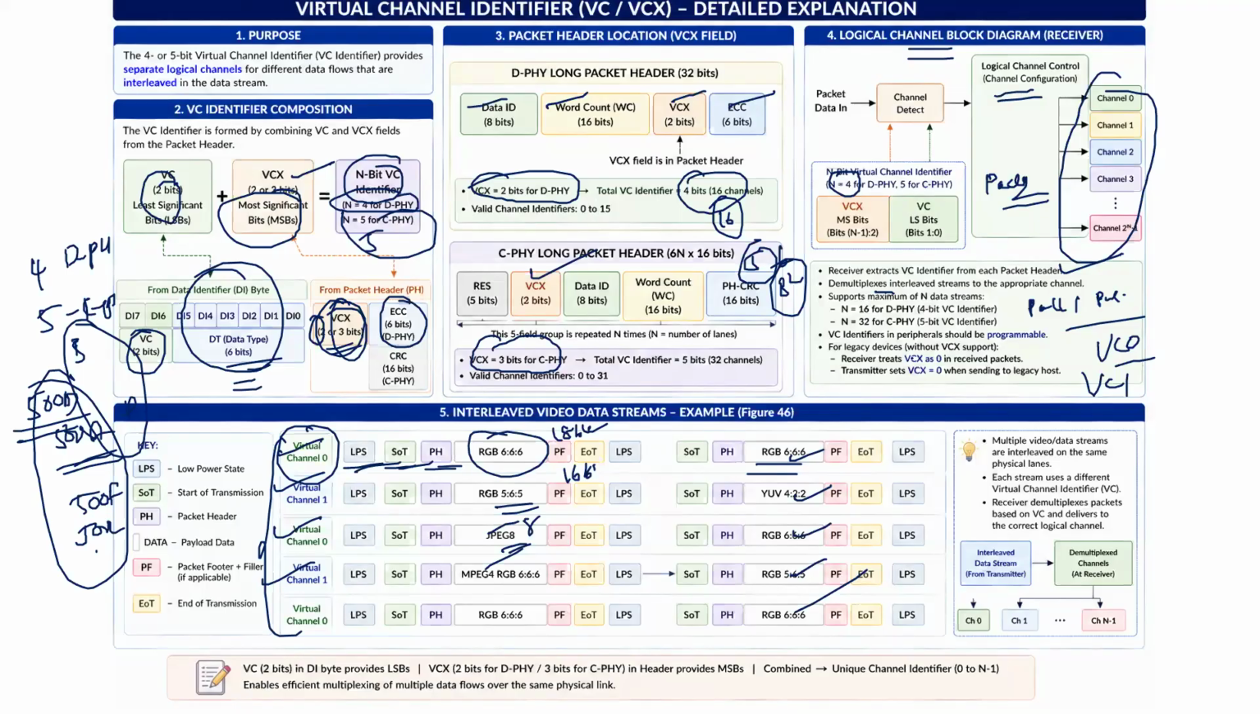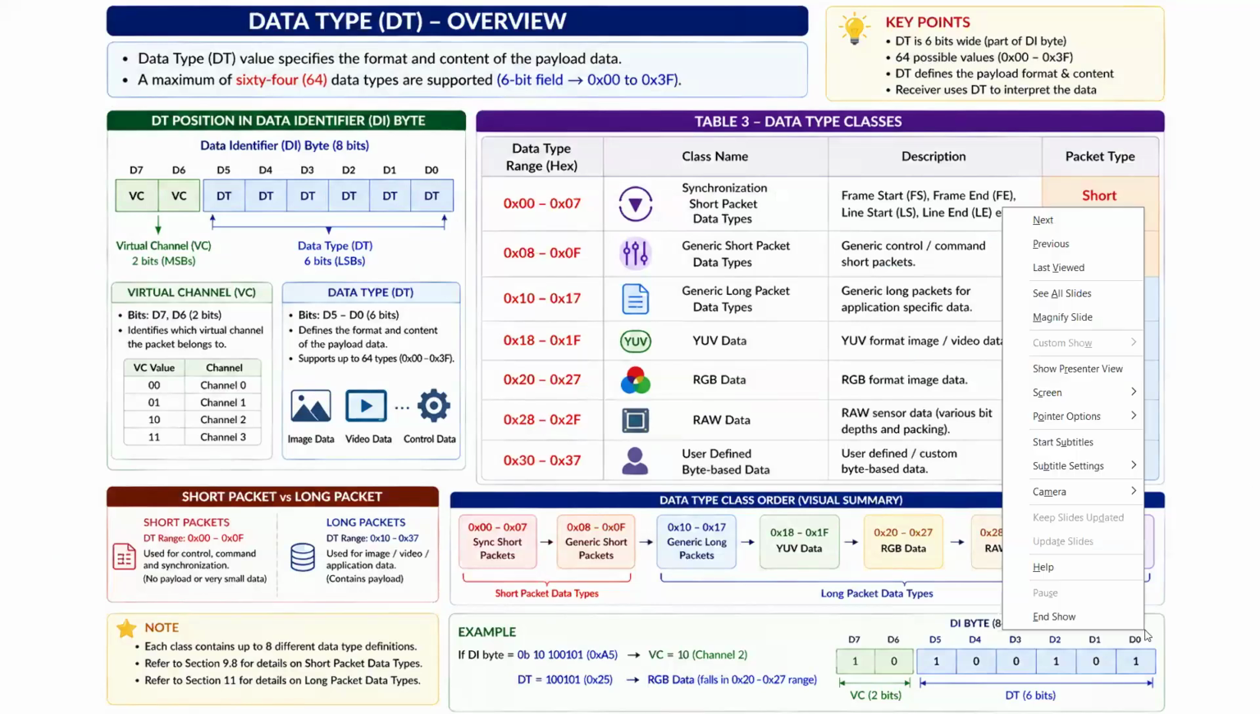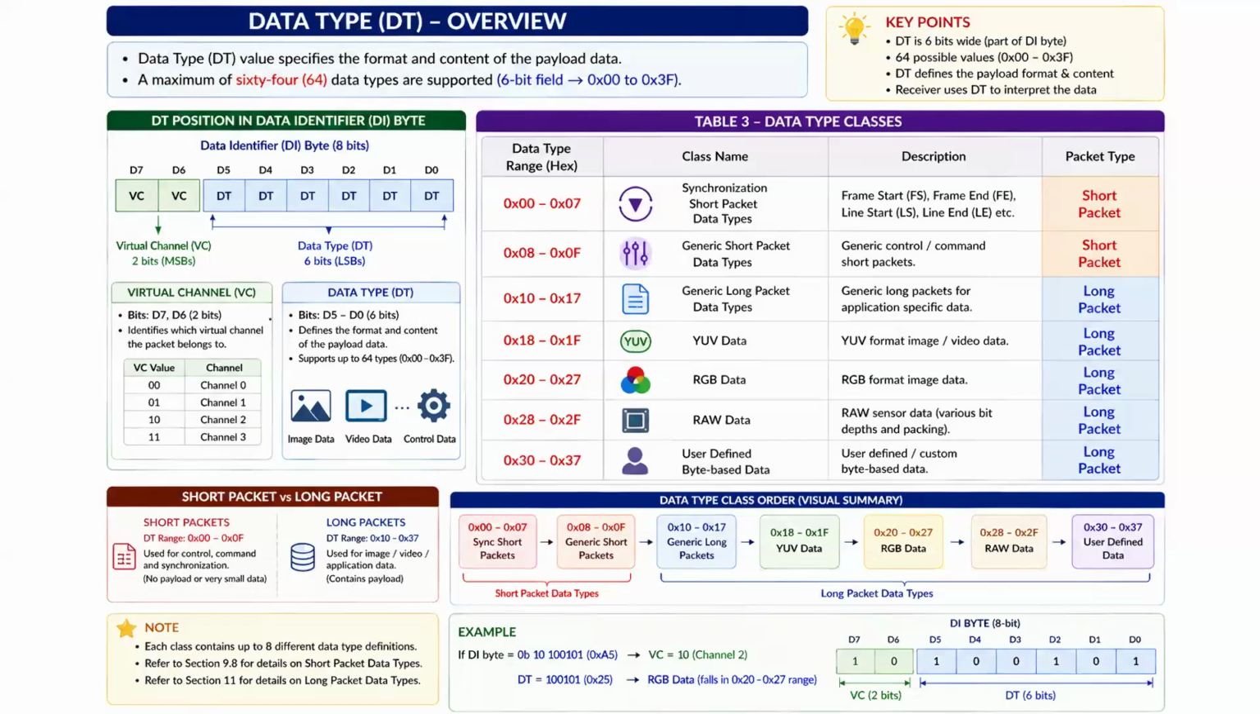and then virtual channel extensions. These are the different data types we are using: RGB data type, YUV data type. We will tell you about all these channels. The data types we know already. So RGB packet, and then YUV data, RGB data, raw data, user defined data. And from 00 to 37 we are sending the data. In between, we are transferring different data.